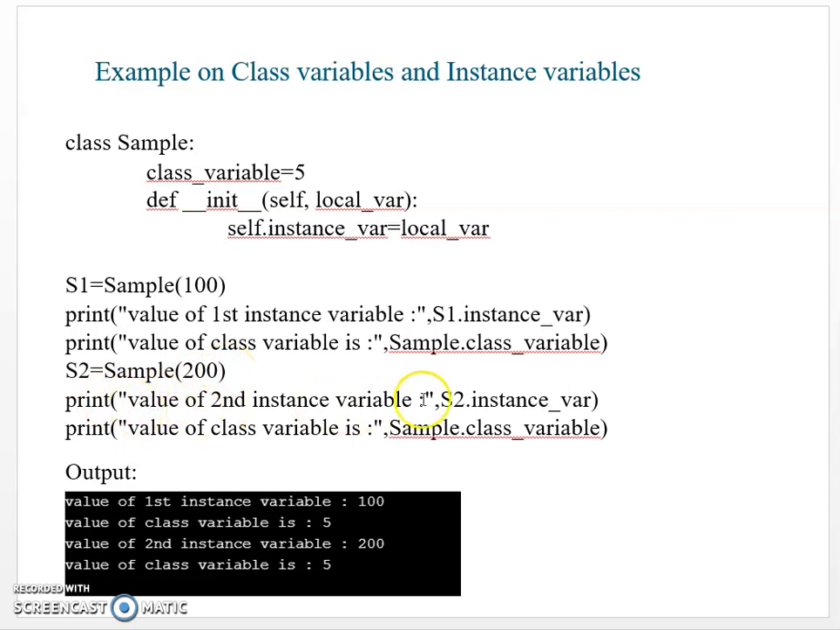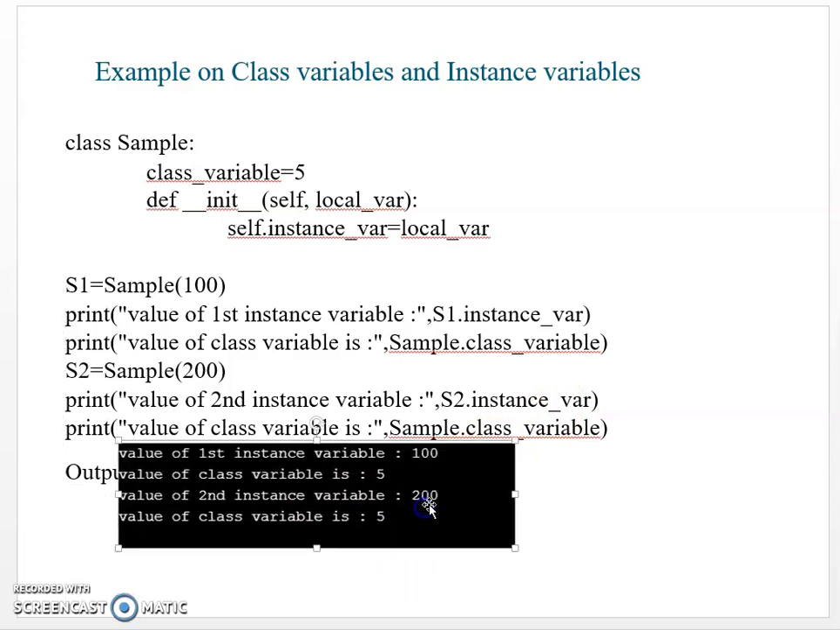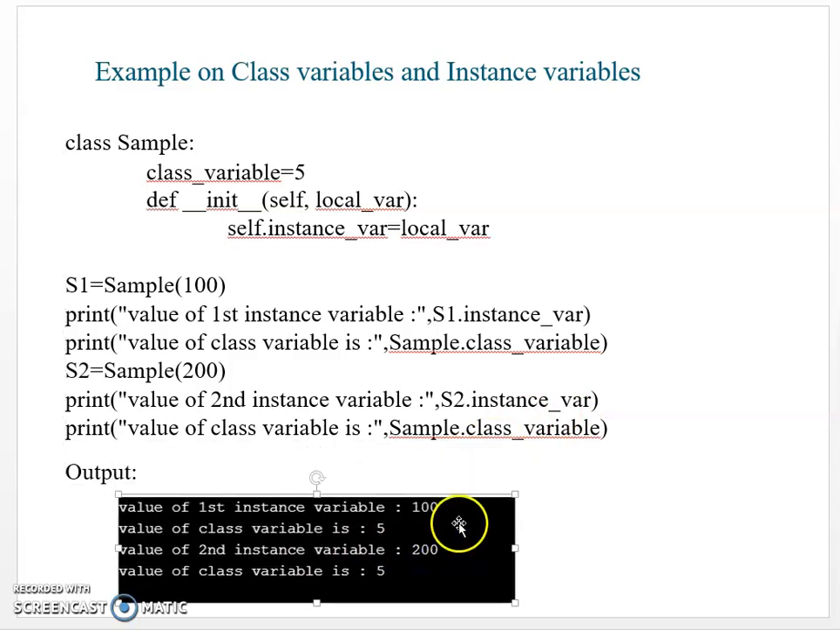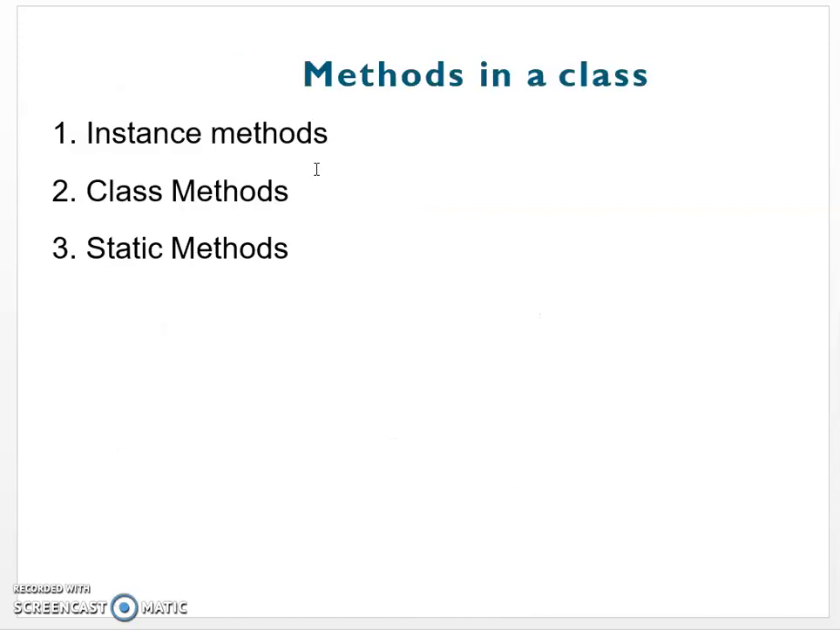Next, I'm going to print the value of s2's instance variable and the class variable. So s2.instance_variable will print 200 on the console, and Sample.class_variable will print 5. So here, as per the definition, the class variable value will remain as it is, and the instance variable depends upon the objects. Next, we will see the types of methods in a class. So basically there are three types of methods available.